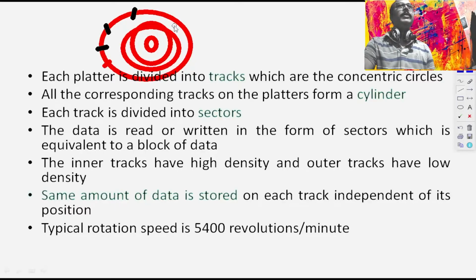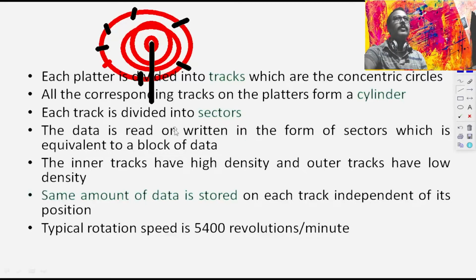Usually reading and writing take place in terms of sectors. Sectors are considered to be capable of storing one block of information, so reading and writing takes place one block at a time. There will be a spindle, and these platters will be rotating.